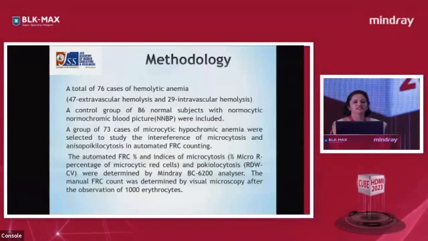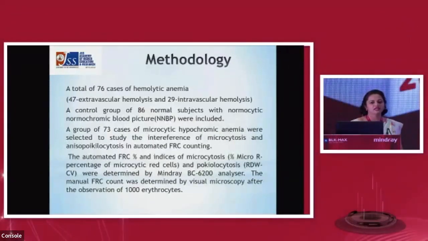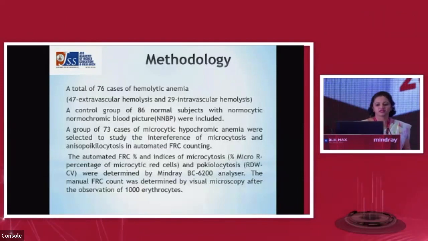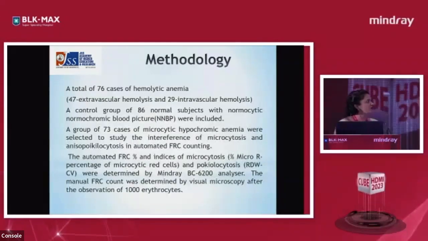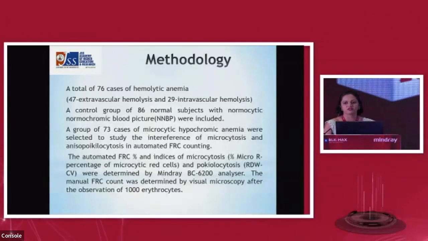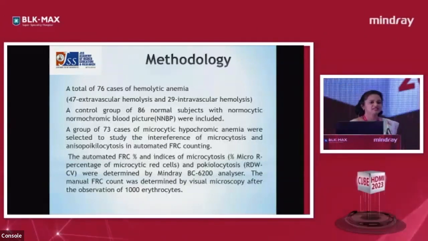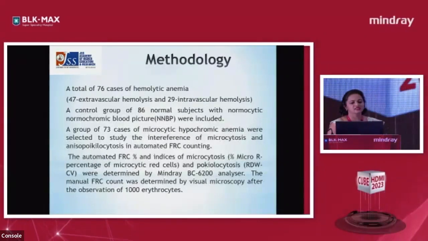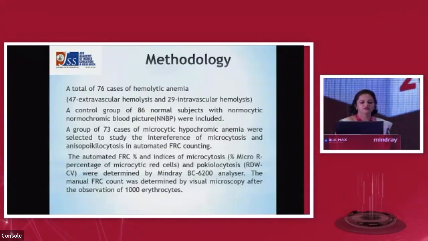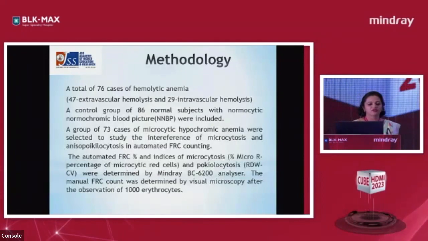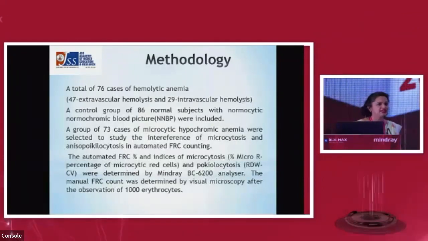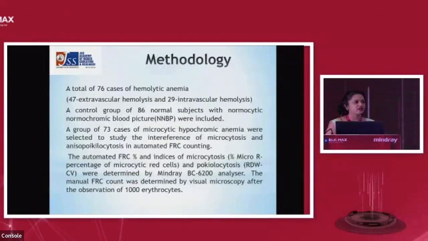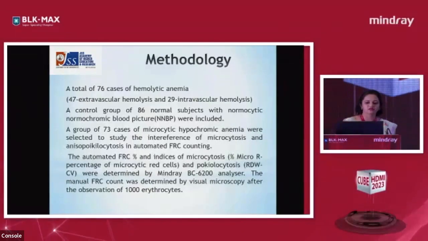A total of 76 cases of hemolytic anemia were included. Among these, 47 cases were extravascular hemolysis and 29 cases were intravascular hemolysis. A control group of 86 normal subjects was also taken to look at the FRC and other parameters in the analyzer. Then a group of 73 cases of microcytic hypochromic anemia was also included in the study to look for the interference of microcytosis and anisopoikilocytosis with FRC counting. All these indices were acquired from the Mindray BC 6200.